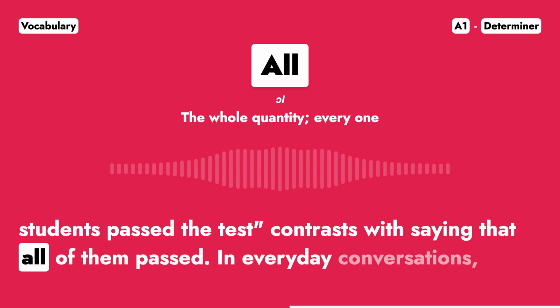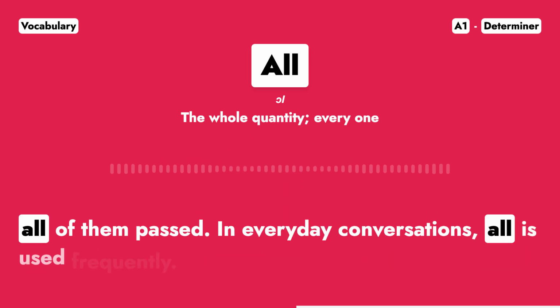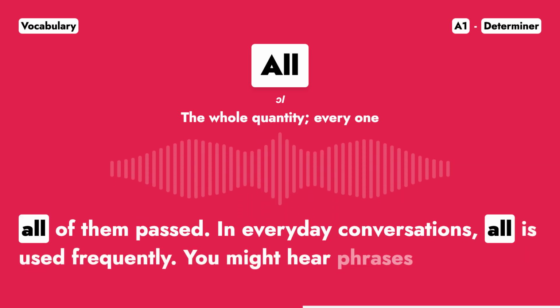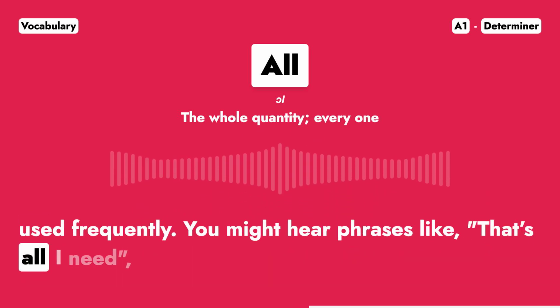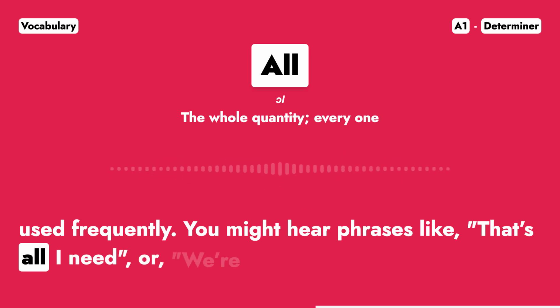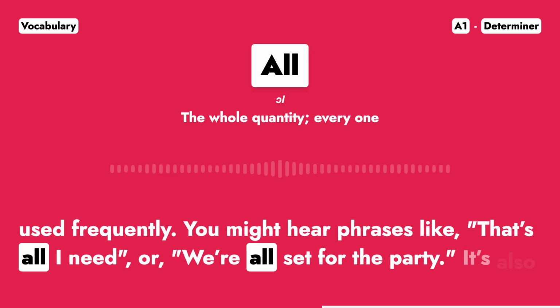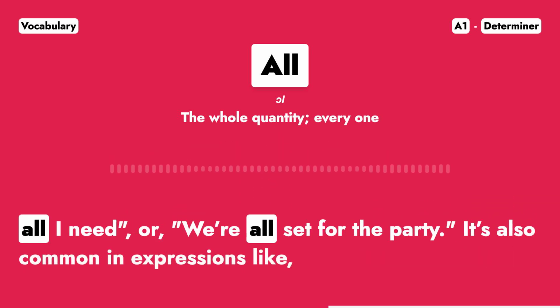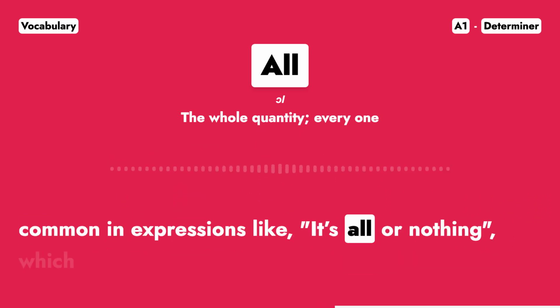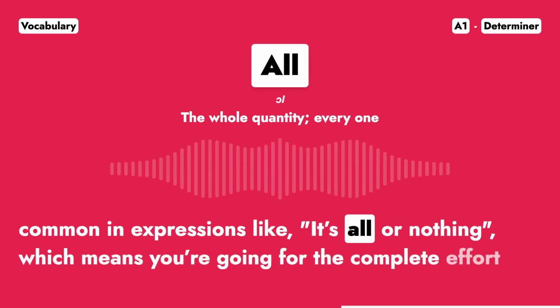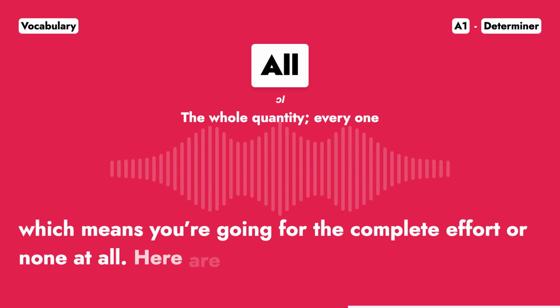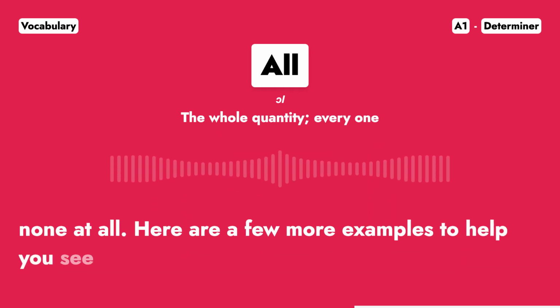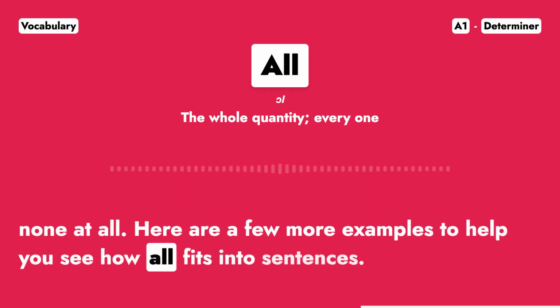In everyday conversations, all is used frequently. You might hear phrases like, that's all I need, or we're all set for the party. It's also common in expressions like, it's all or nothing, which means you're going for the complete effort or none at all. Here are a few more examples to help you see how all fits into sentences.